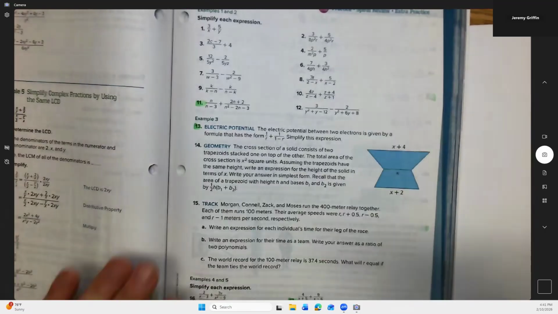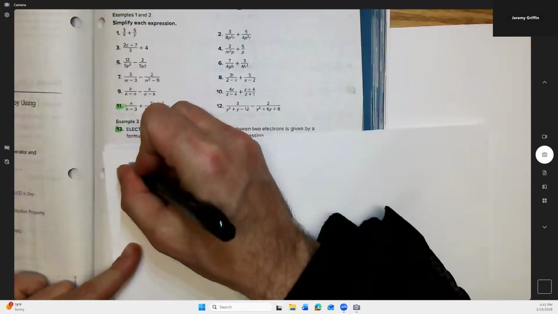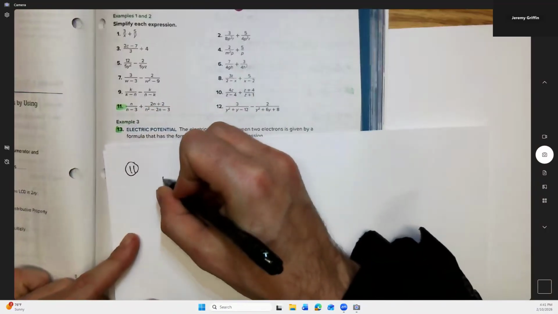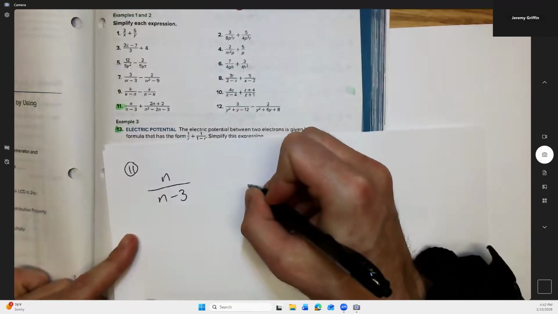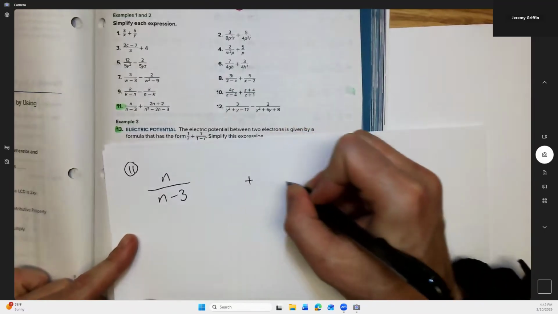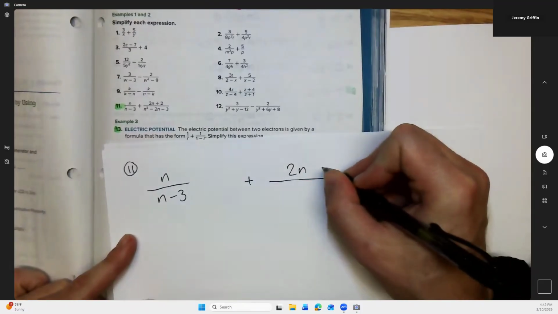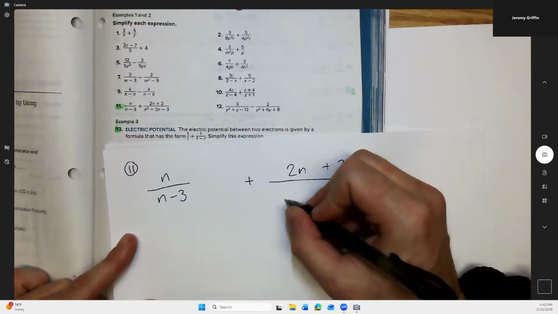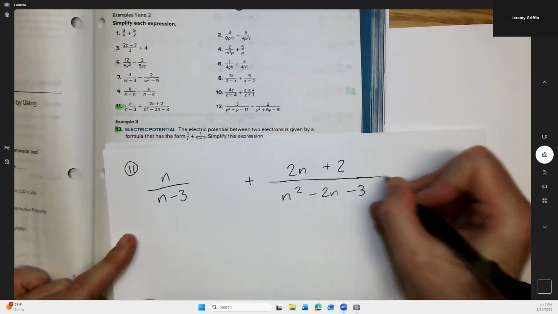All right. So I highlighted some ahead of time. Got these highlights. Number 11. I got n over n minus 3. And, well, I'll leave a little space there. Plus, and a big old fraction, 2n plus 2 over n squared minus 2n minus 3. There we go.